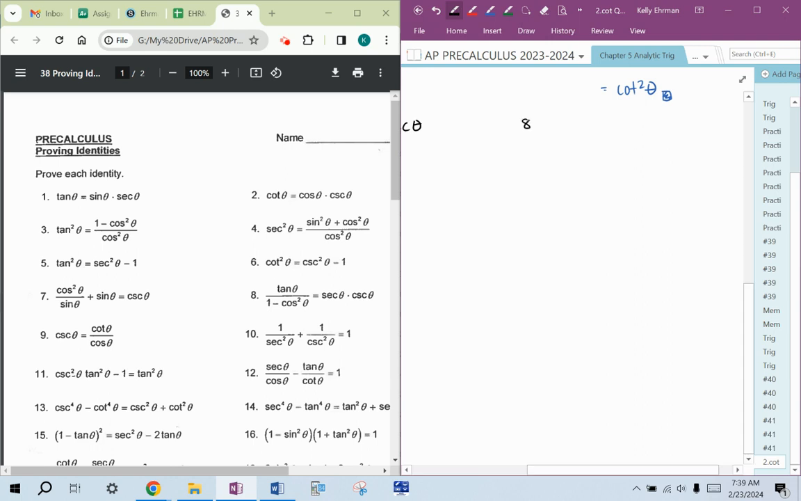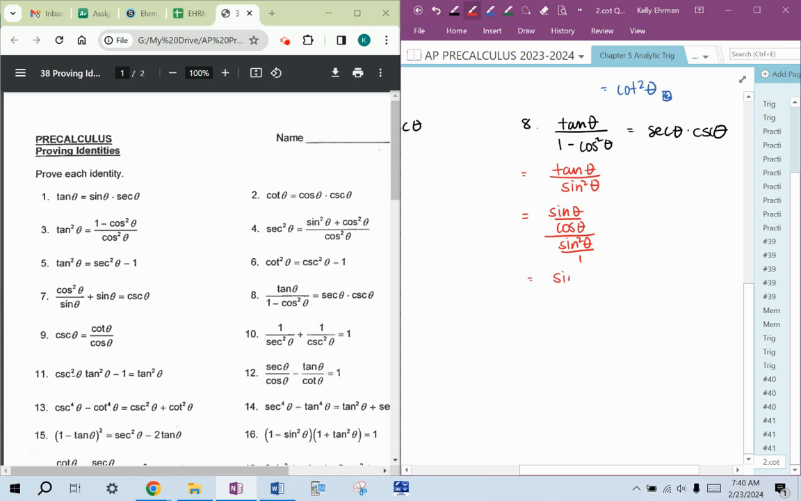For number 8, we have tangent theta over 1 minus cosine squared theta is supposed to equal secant theta times cosecant theta. Okay, so I would start on the left side because I see a Pythagorean identity over here. So I could change this to tangent theta over sine squared theta. And then usually when tangents and other identities are involved, it's best to switch everything to sines and cosines. So tangent theta is sine theta over cosine theta. And right now that's being divided by sine squared. Might be a good idea to show that that's sine squared over 1 because I'm about to multiply by the reciprocal.